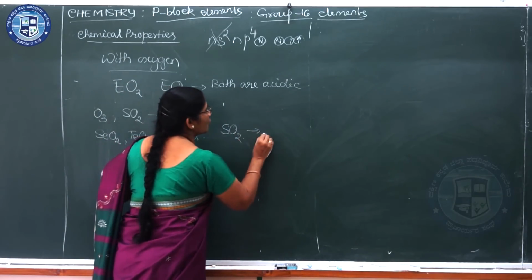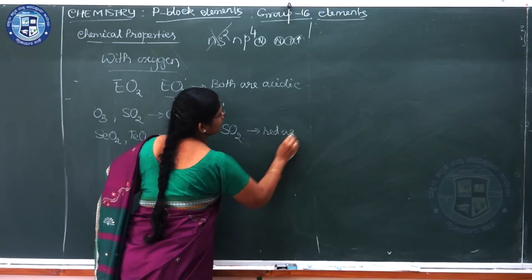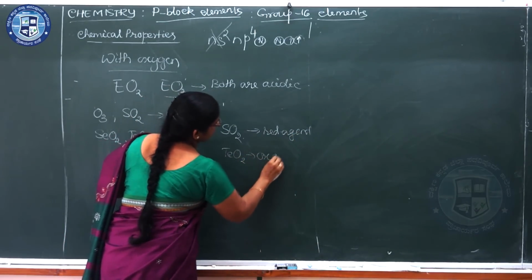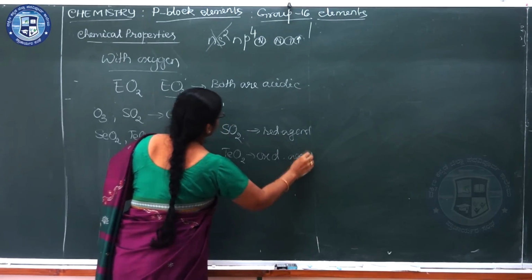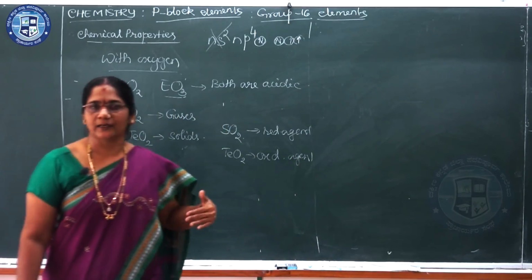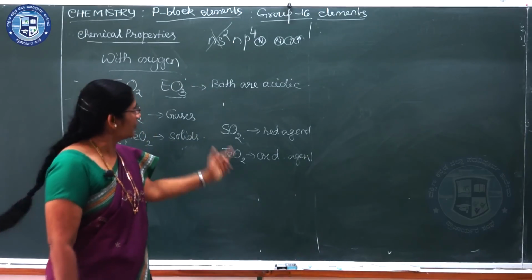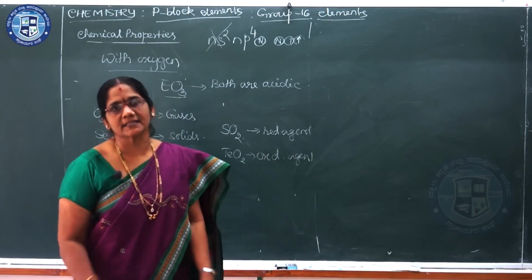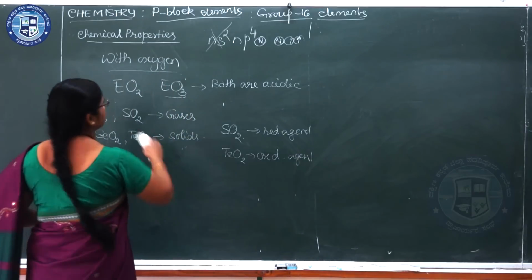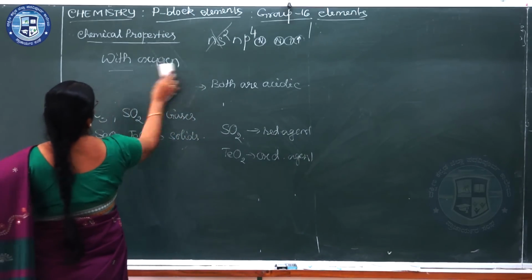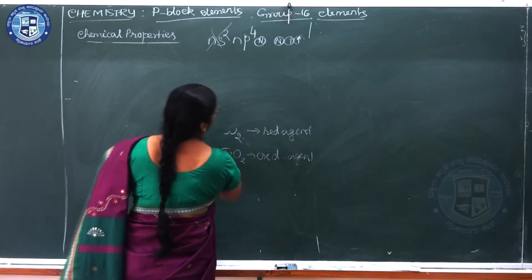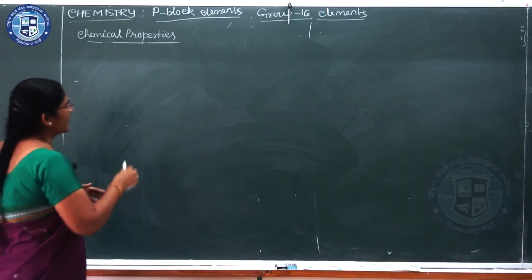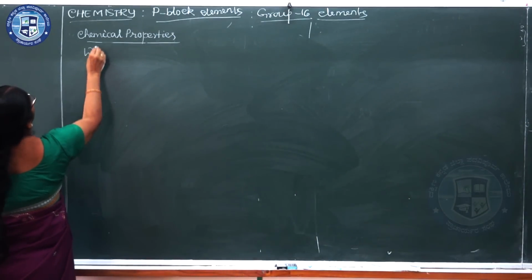For example, SO2 is a reducing agent, whereas TeO2 is an oxidizing agent. The reducing character of the dioxides decreases down the group. Sulfur dioxide is a reducing agent, whereas tellurium dioxide acts as an oxidizing agent. So this is about reaction with oxygen. Next we will see the reactivity with halogens.